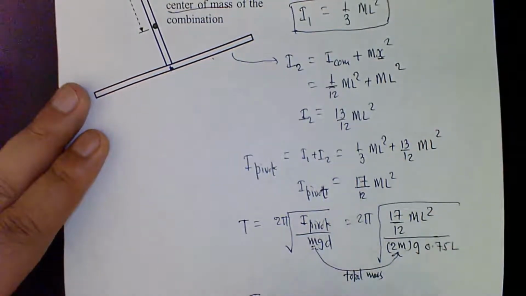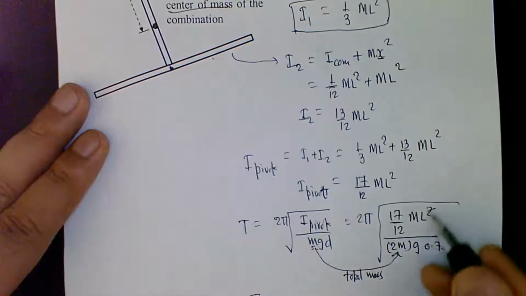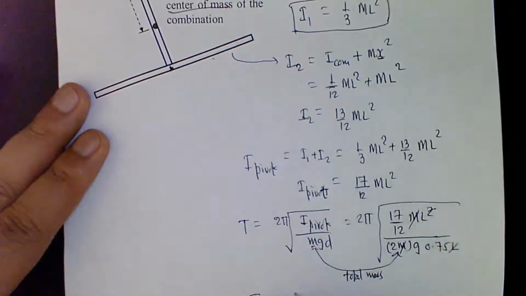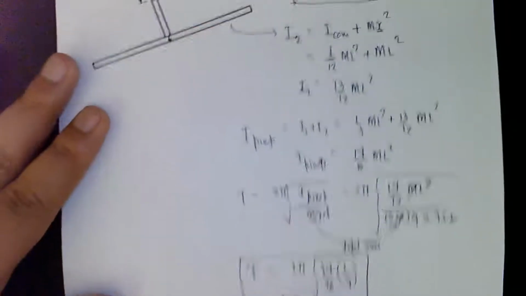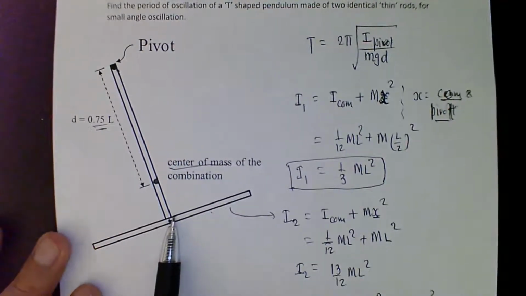Okay, and this is the whole square root. If you combine, the length will cancel out, the mass will cancel out, and you're going to get something like this: 2 pi square root of 17 over 18 L over g. So that's what you get. That's your final answer. This is the time period, the period formula for a T-shaped rod.